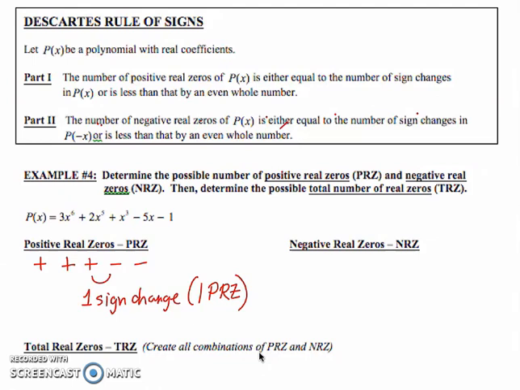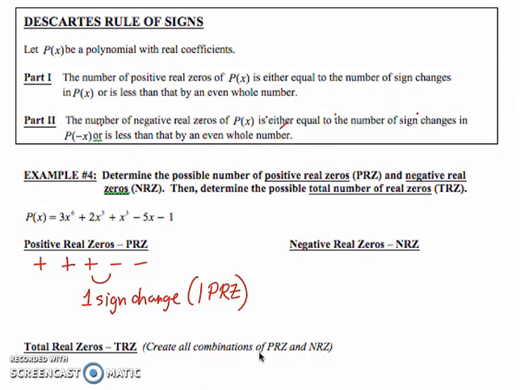Now to find the number of negative real zeros, what you're going to do is substitute negative x in for x and simplify to determine if each term is positive or negative. Then once you do that, you look for your sign changes again, and it's the same rule. It's either the number of sign changes or less than that by an even whole number.